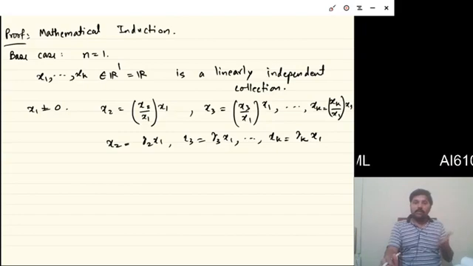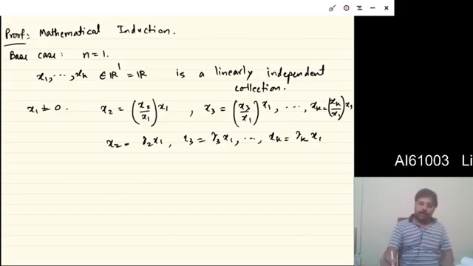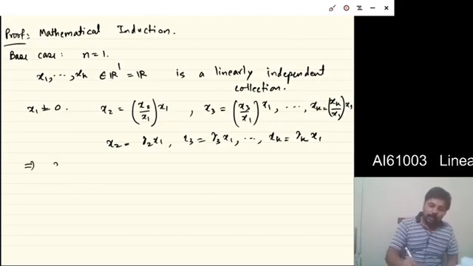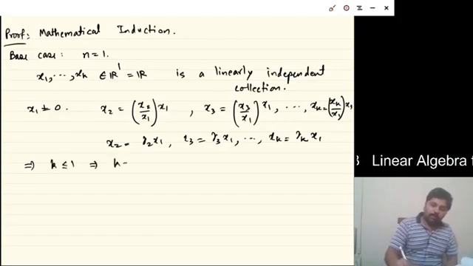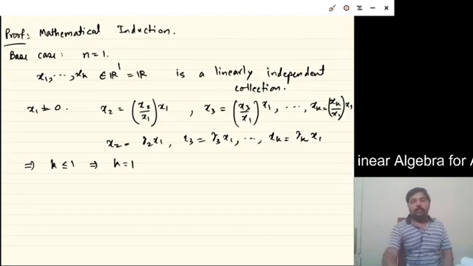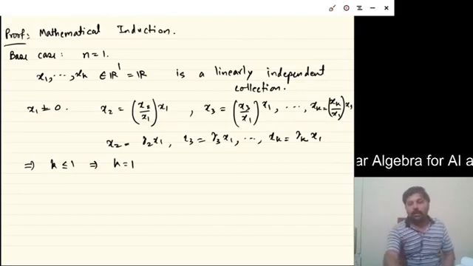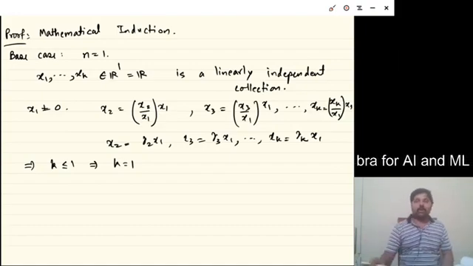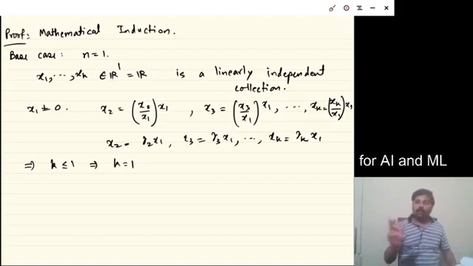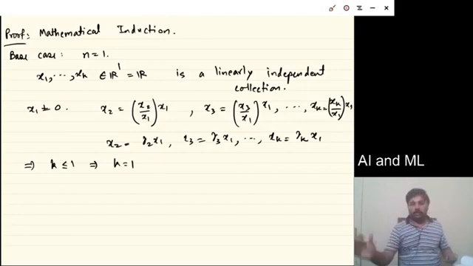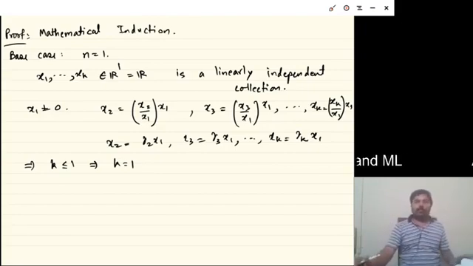But what is the assumption? The hypothesis is that x1, x2, up to xk is a linearly independent collection. So this means that k has to be less than or equal to 1, which means that k has to be equal to 1. That means that the only possible way you can have a linearly independent collection in R1 is one non-zero vector, that's it. So we have proven this for the base case, that k has to be less than or equal to n, right?